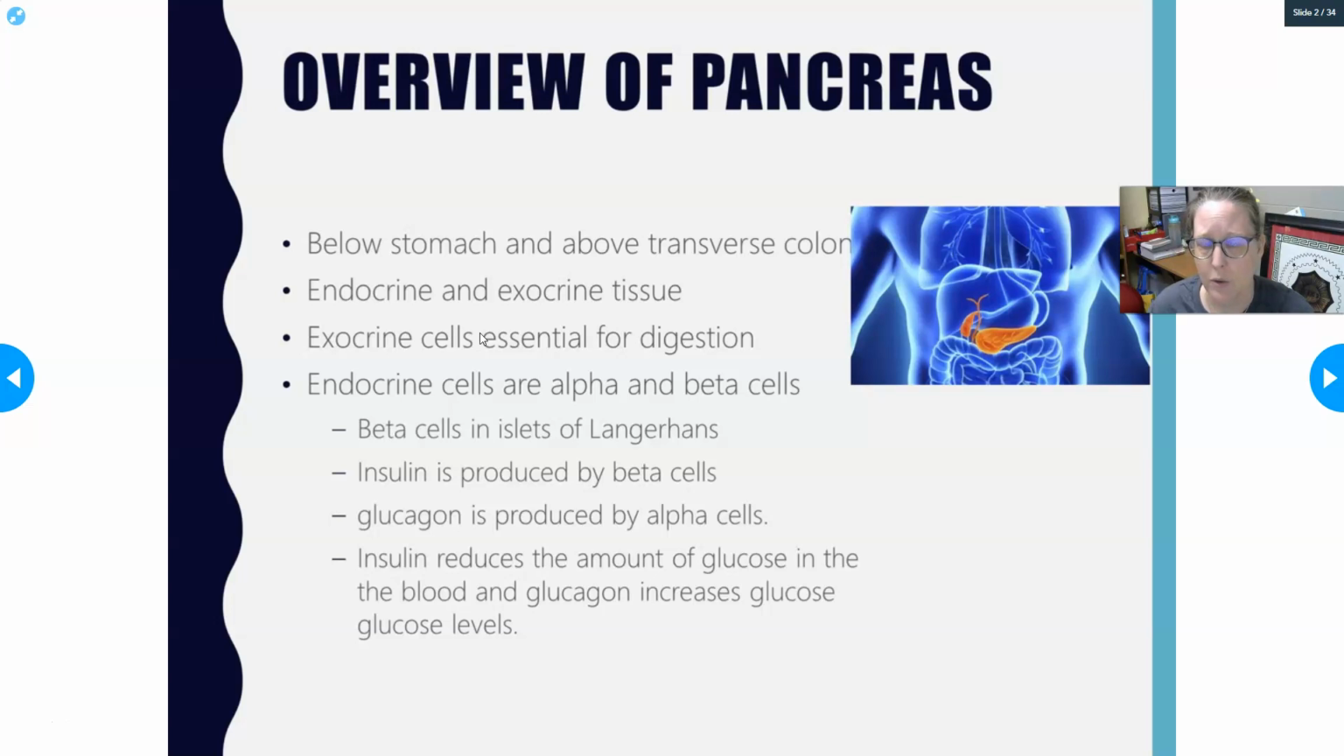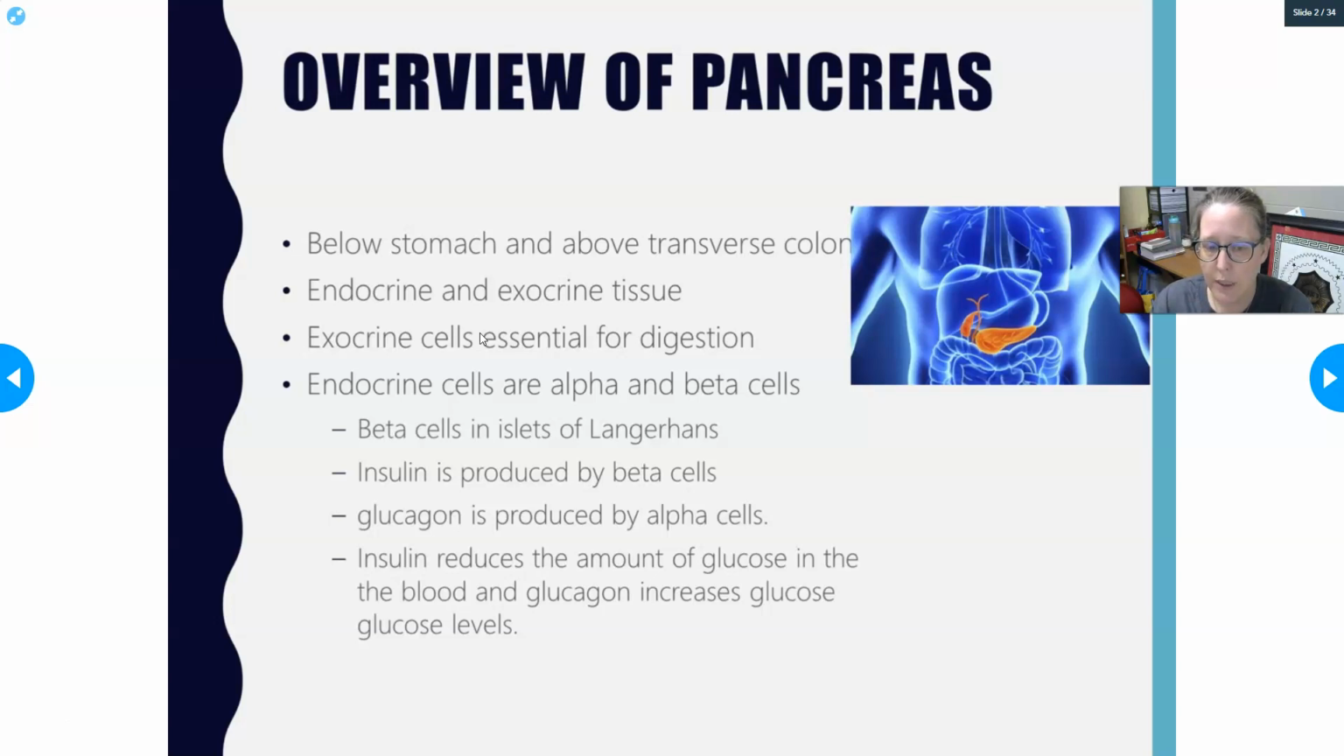And the endocrine cells, though, are what we're interested in also here with the diabetes. They are the alpha and the beta cells. The beta cells are located in the islets of Langerhans, and they produce insulin. That's their main job, and that's why it's tied to diabetes. The alpha cells produce glucagon, and these little islets of Langerhans, containing those beta and alpha cells, are dotted throughout the pancreas, but again, they're not part of the bulk of the pancreas.